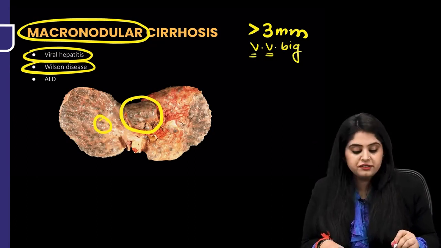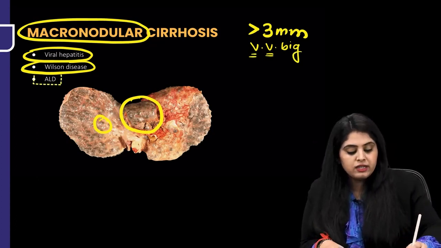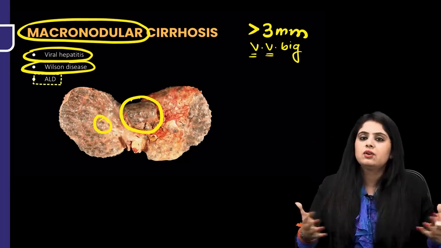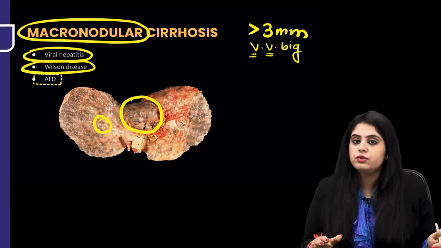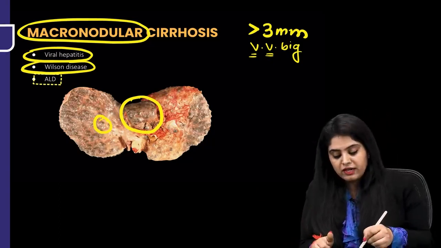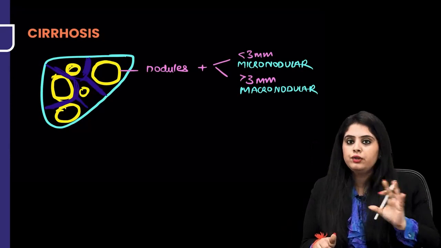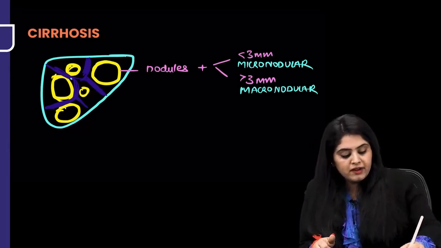Viral hepatitis and Wilson's. And what did I tell you about alcoholic liver disease? It is micro, it is macro. Alcohol is loved by all, seen in all. So alcoholic liver disease is going to show you micro and going to show you macro. So you understood what cirrhosis is. Nodules are formed, but those nodules are going to be divided by what? Nodules are divided by fibrosis.